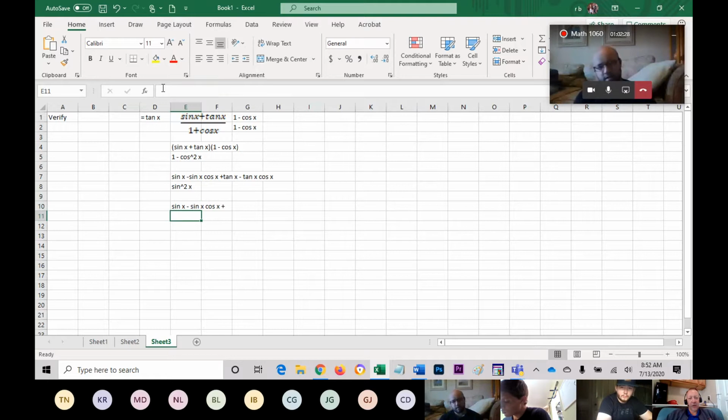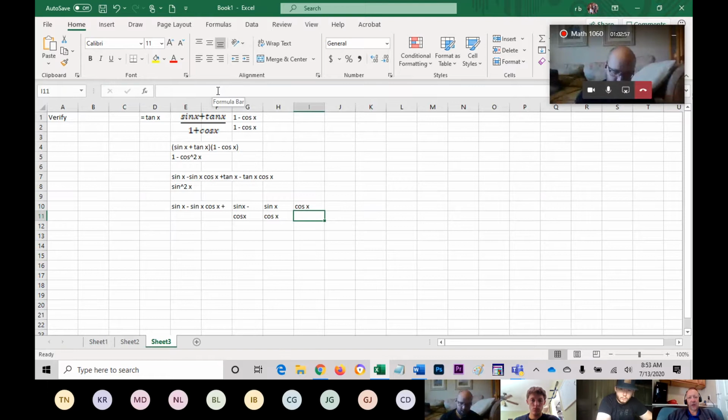sine of x over cosine of x. I'm going to do it this way. This is the sine of x over the cosine of x. Okay. And then we're going to subtract. Do the same thing again here. So we've got sine of x over cosine of x times the cosine of x, right? Would that cancel out then, the cosine of x? So these two cosines will cancel, that's for sure. Yeah. Okay.